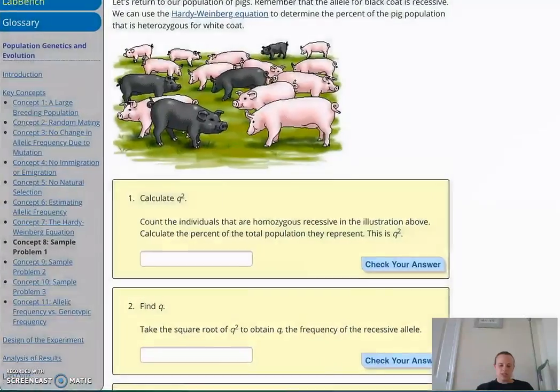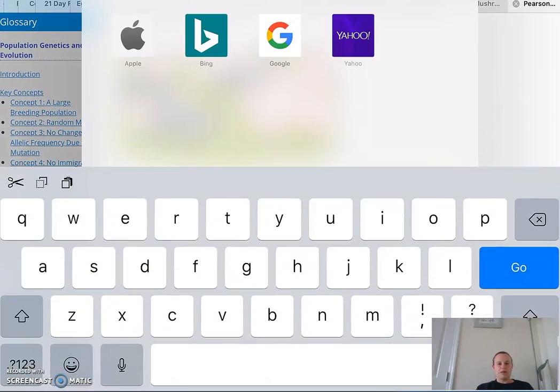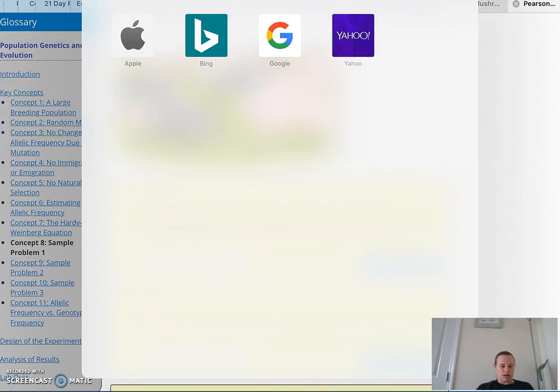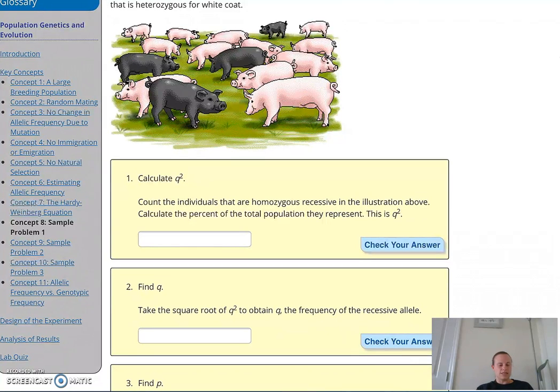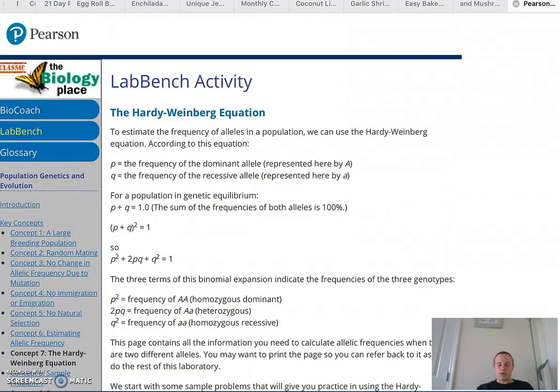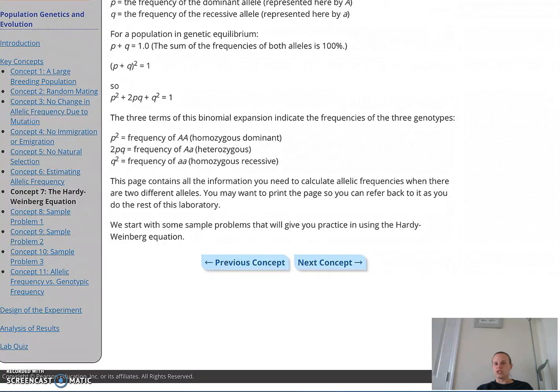My recommendation is to visit Pearson's Lab Bench. All you have to do is type into Google Pearson Lab Bench Population Genetics, and you will get the following website. And then if you look on the left-hand side, you'll see that there are different concepts. If you revisit concept 7, it re-talks about the Hardy-Weinberg equation in general. And then there are 3 practice problems that I suggest you visit.